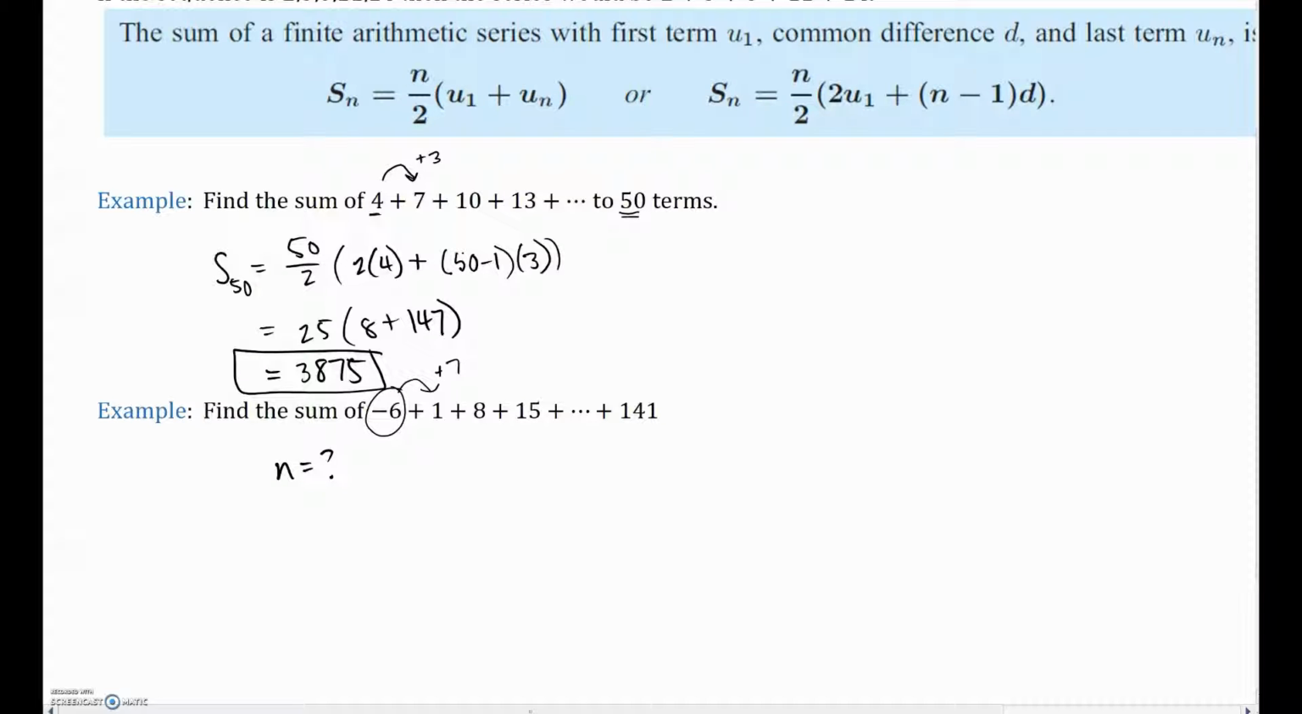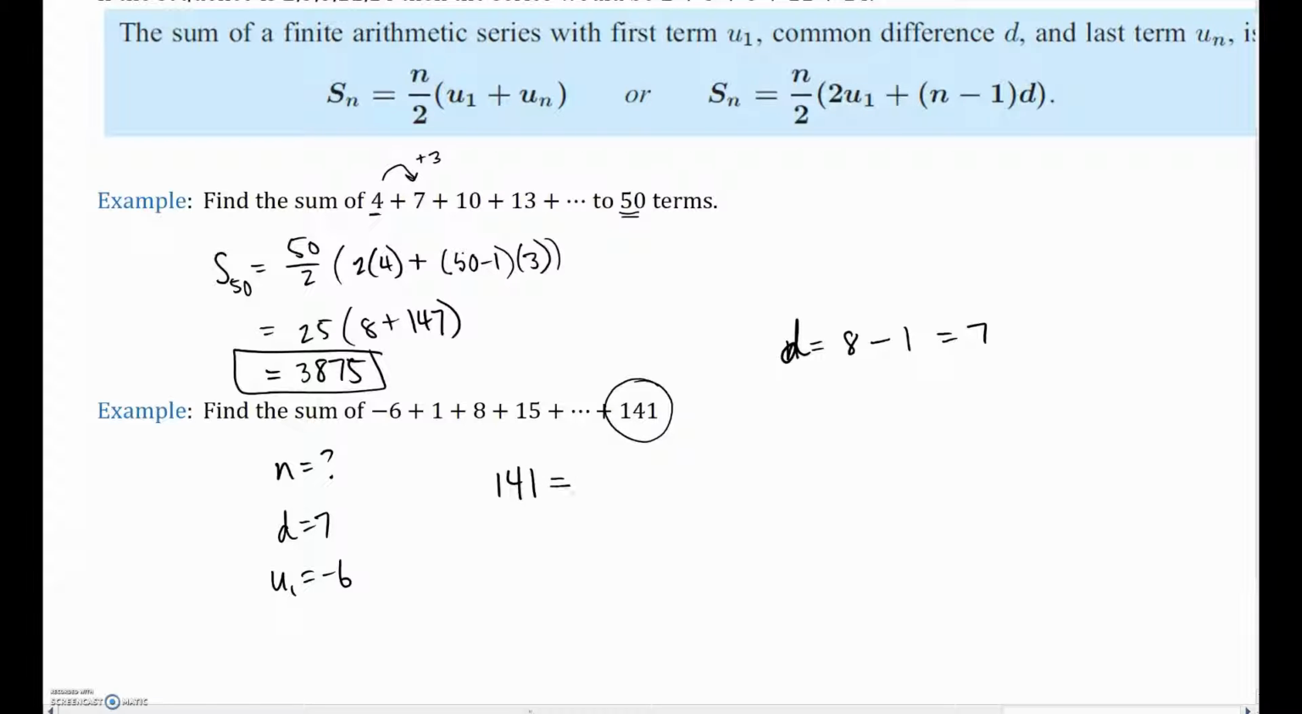Again, how did I figure that out? If you're not sure, take any term and subtract the one in front of it. So 8 minus 1 is 7, or 1 minus a negative 6 is 7. All right, so if I want to find that, I know the common difference is 7. That should have been a d, not an n. And I know the first term, u1, is negative 6. So I could tell you what term this is.